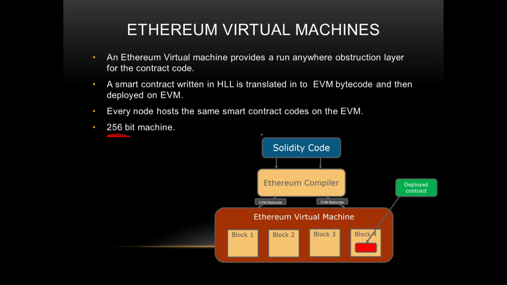Okay, so this is a diagram. Here you have written the Solidity code which will go to the Ethereum compiler. The Ethereum compiler will make bytecodes of it and send it to the Ethereum virtual machines. The Ethereum virtual machines will have many blocks, like the blockchain. So the next block in which all the data is going to be stored, the bytecode is put into that block, and then the contract is deployed out here.